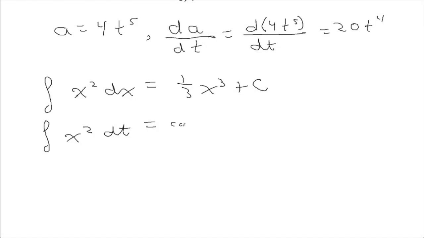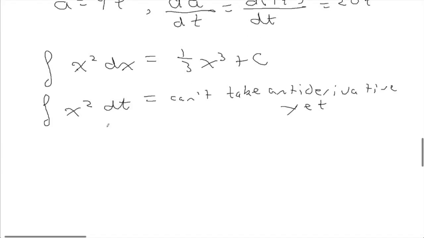So here we can't take the antiderivative yet. Again, it doesn't mean that we'll be stuck, but we're going to have to do something to make these variables match. Probably use substitution. We're going to have to use substitution to make the variables match. You can't take the antiderivative until the variables match.